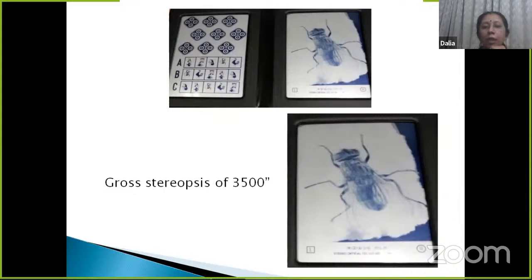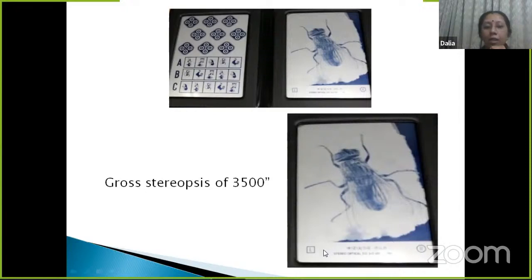Some patients may pinch it on the surface and some may pinch it in the air slightly away from the plate. So if the patient is pinching it in the air at a distance from the plate, that means he has got a gross stereopsis of 3500 seconds of arc. Suppose he is pinching it on the surface of the plate, that means he doesn't have any stereopsis. Now you check for other grades of binocular single vision for the patient. You ask the patient to say whether any letter is visible at the bottom.